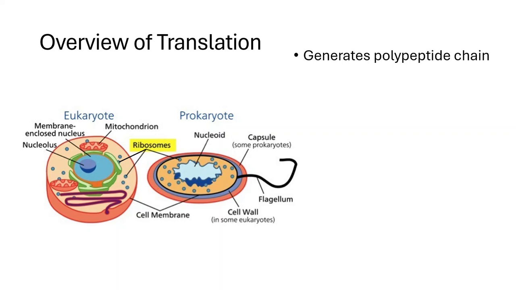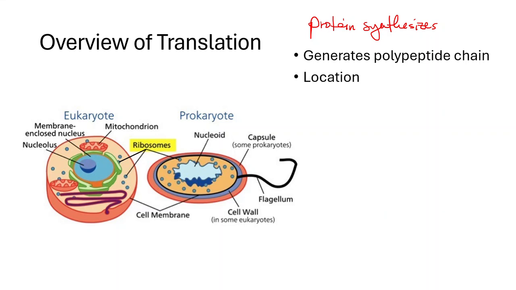So, let's talk about what translation is. Translation is the process in a cell that's going to make proteins. It is the final process of protein synthesis. In fancy terms, you can say it is the process that generates a polypeptide chain, since a polypeptide chain is a protein.